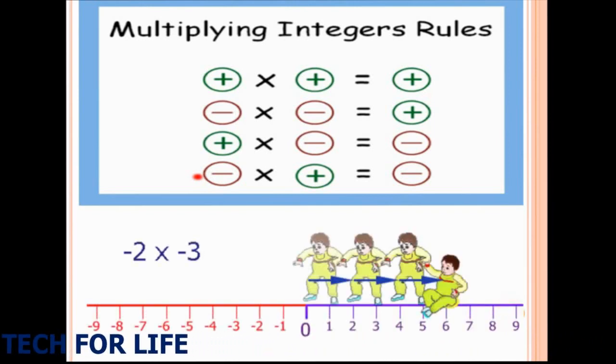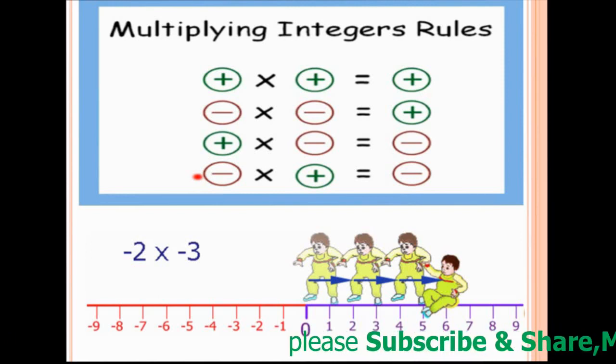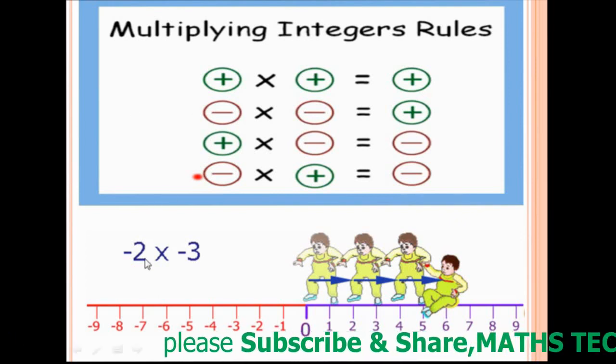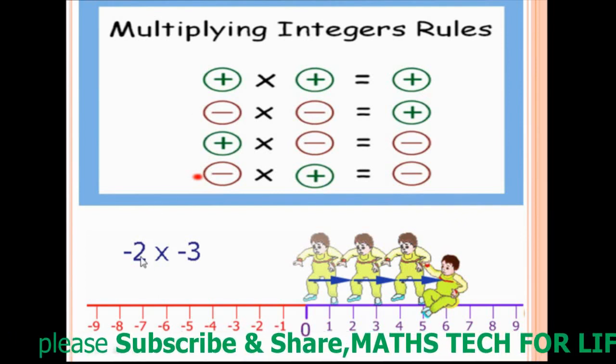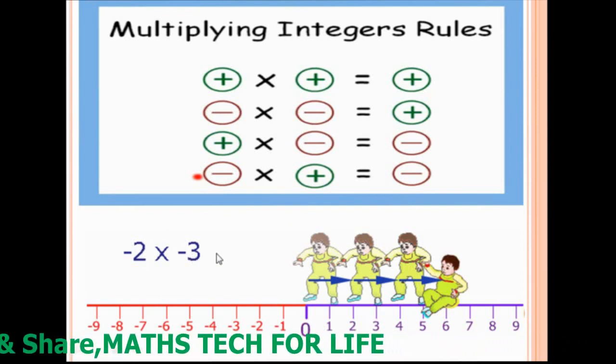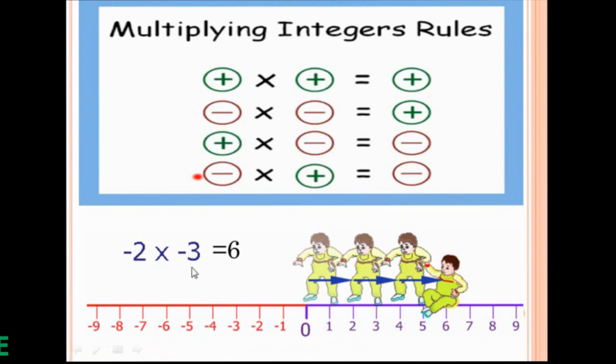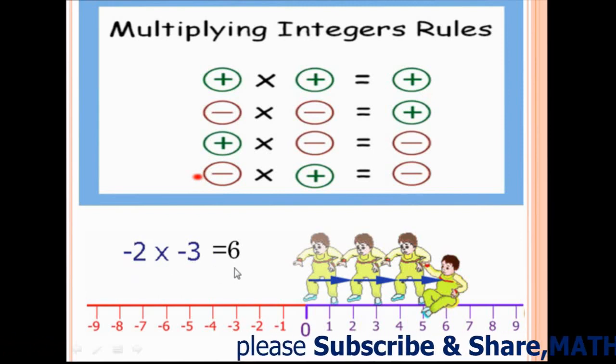Let's go to one example. Here you can see negative 2 and negative 3. If you multiply negative 2 by negative 3, you know how to multiply 2 and 3, because 2 threes are 6. Then, negative 2 and negative 3 are both negative integers. It is the same sign, which means the product will be positive. So the answer is 6.